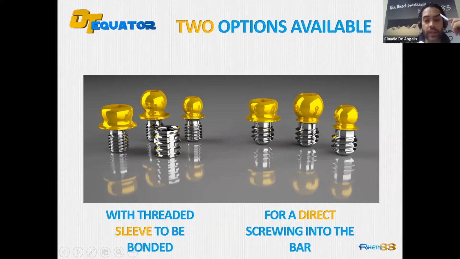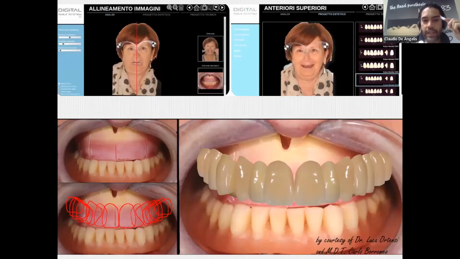Okay, the sleeve is the same for all the sides of this family of spheres. So on your left, you have the threaded sleeve to be bonded family of attachment. On your right, you have the direct screwing family of attachments. Let's see a more digital work. Here you have a pre-visualization software.